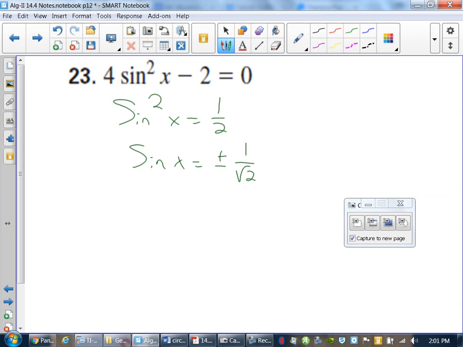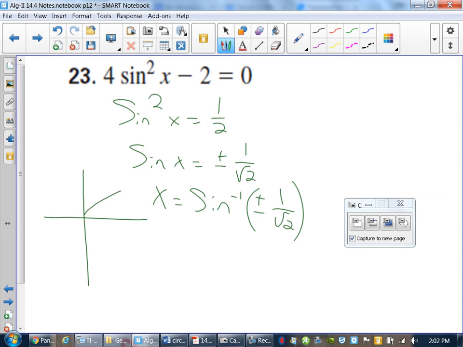That way I can ask, what angle has the opposite of 1 and the hypotenuse of root 2? Pi over 4. Now this being plus or minus, that means it's going to occur in all 4 quadrants: pi over 4, 3 pi over 4, 5 pi over 4, and 7 pi over 4.